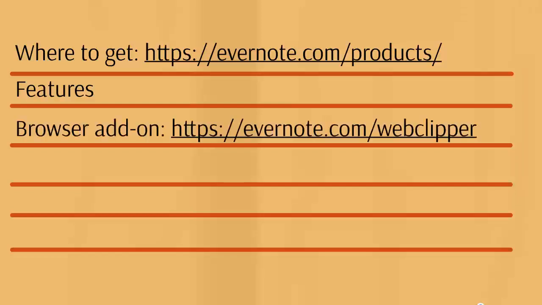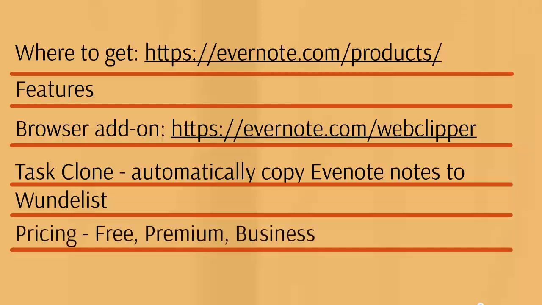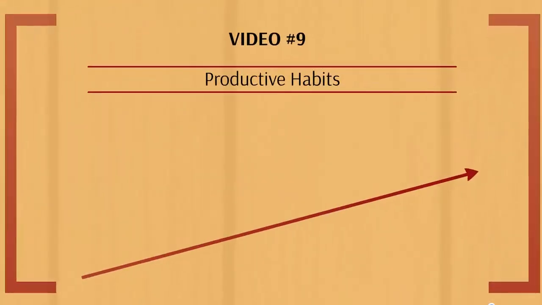There's also a browser add-on that you can get access to. If you go to evernote.com/webclipper, that is the browser plugin. And you can also do what we call task clone. You can automatically copy Evernote notes to Wunderlist. And there are also 3 different versions, which I'll talk about right now.